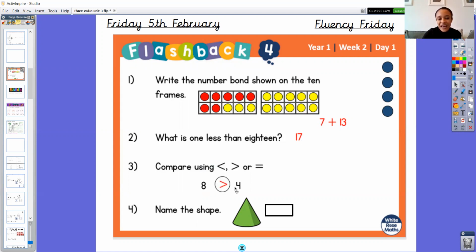Question 3, compare using less than, more than, or equal to. 8 is more than 4, so we've got the biggest part of the symbol facing the biggest number. And question 4, name the shape. It is a 3D shape and it is a cone. Well done, Year 1, well done for your Flashback 4. So we're only going to do 1 Flashback 4 today.